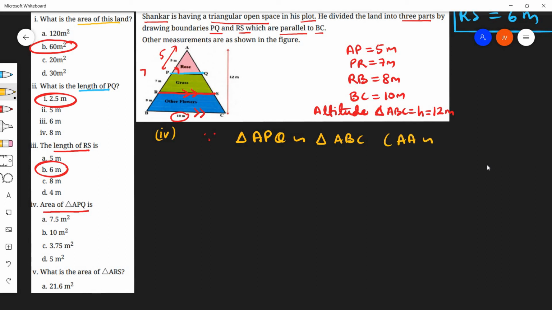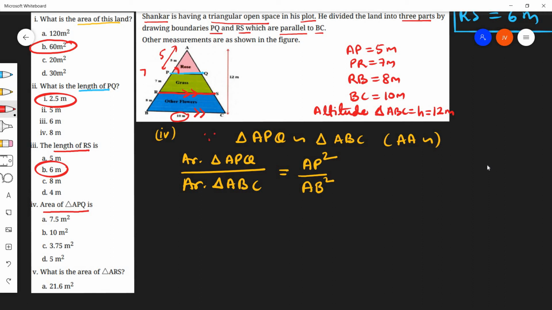They are similar by angle similarity. One of the equal angles is angle A. Another is angle APQ equal to angle B. And because the triangles are similar, by the theorem we can take area of triangle APQ divided by area of triangle ABC. This is the ratio of areas of two similar triangles. So this should be equal to the ratio of squares of their corresponding sides. So the corresponding sides are AP and AB. This is by the theorem of the textbook.